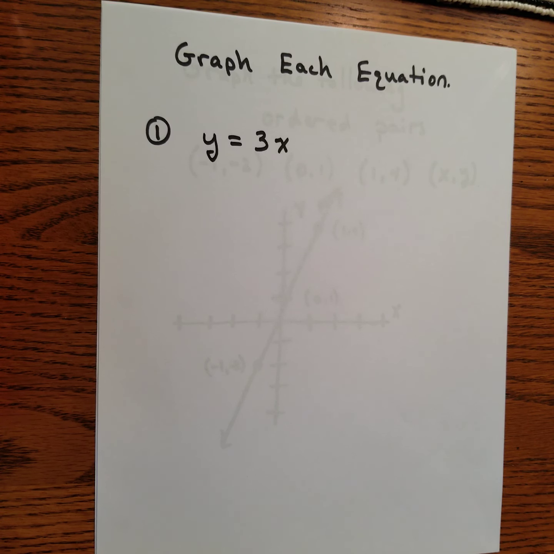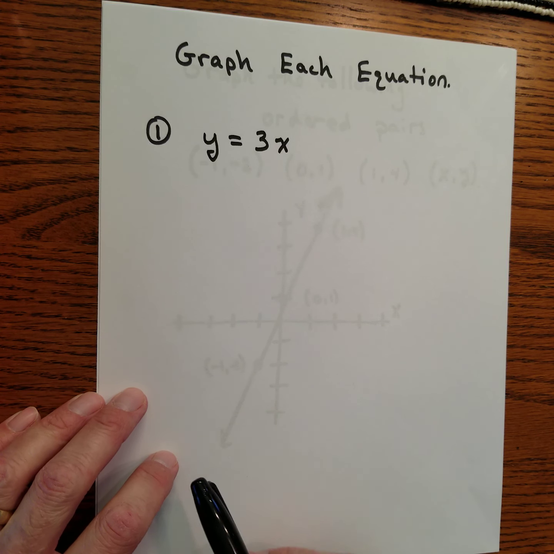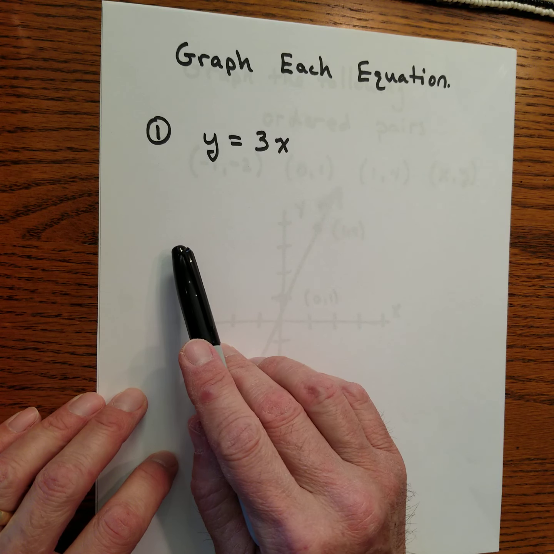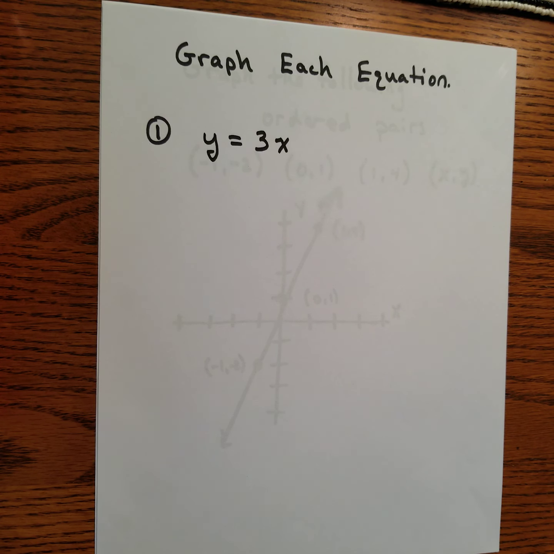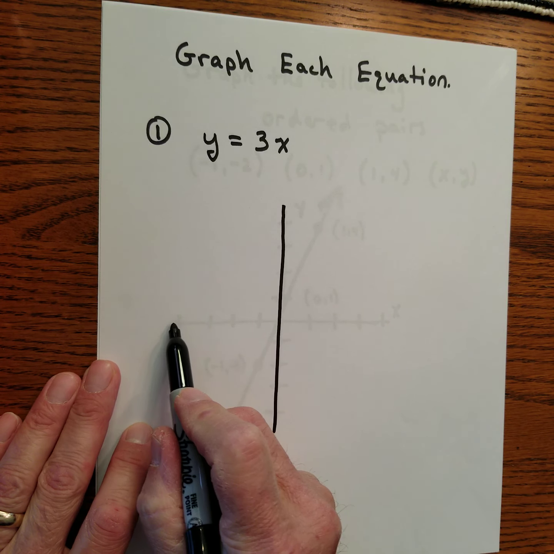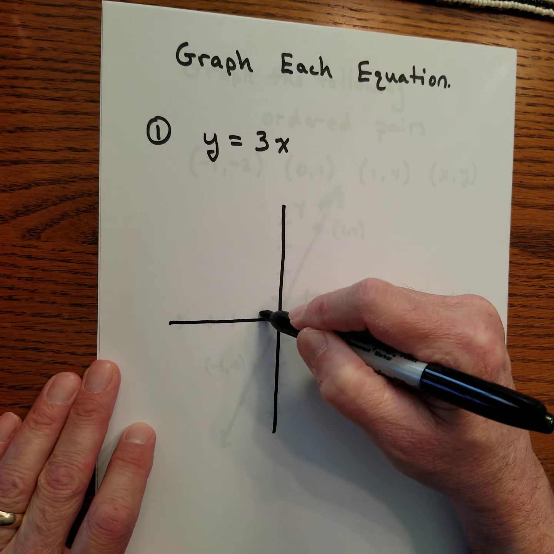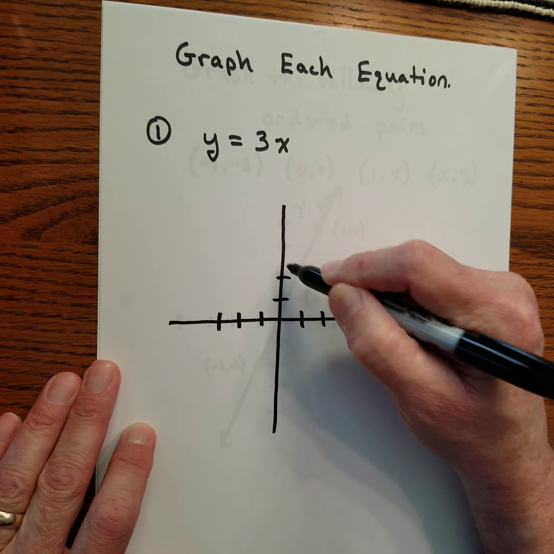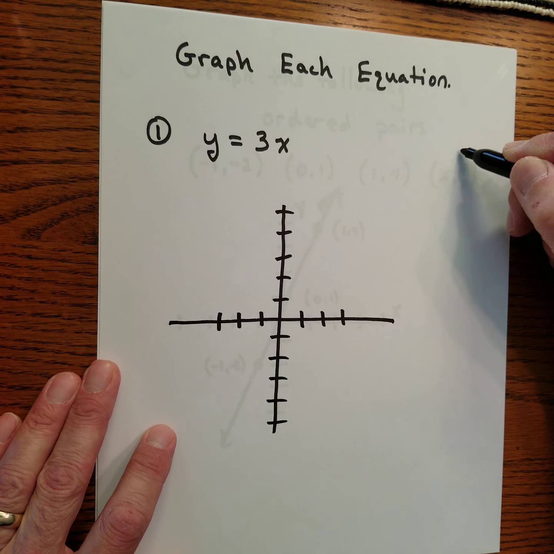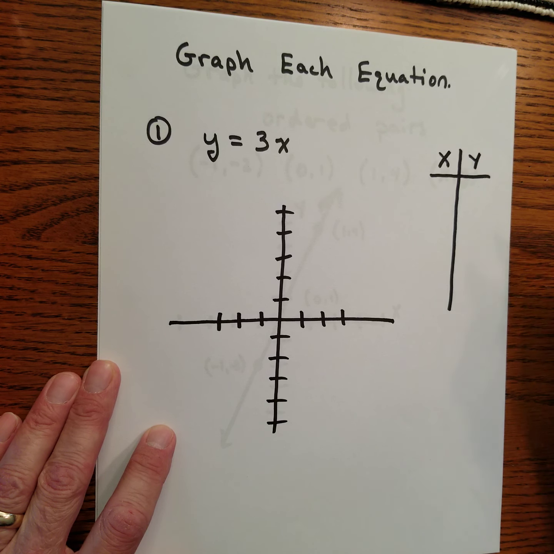Here's what your homework is going to look like. We're asked to graph this equation. What that means is find ordered pairs, x and y, that satisfy that equation, and then plot them on a graph. Let's get this ready. First thing we need is another nice XY graph. And then make a small chart. A chart of XY values.